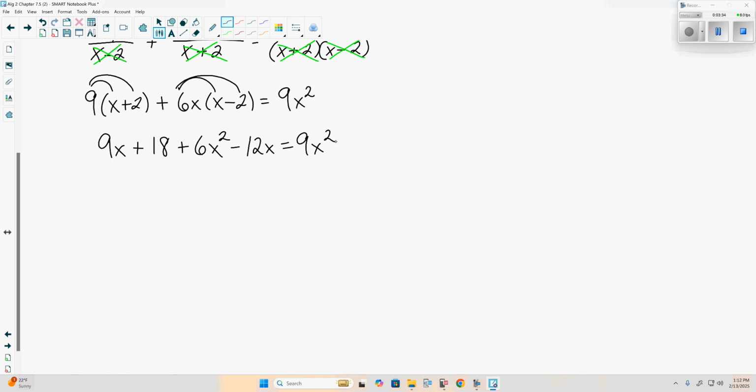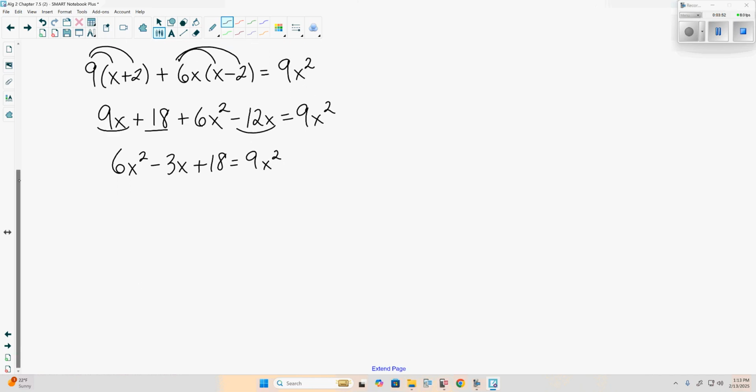Now at this point here, we can combine like terms. Well, 6x squared doesn't have any like terms. But our 9x and negative 12x are. And 9x minus 12x is going to give us negative 3x. Plus 18 is equal to 9x squared.